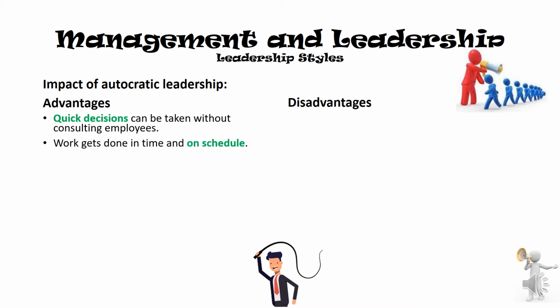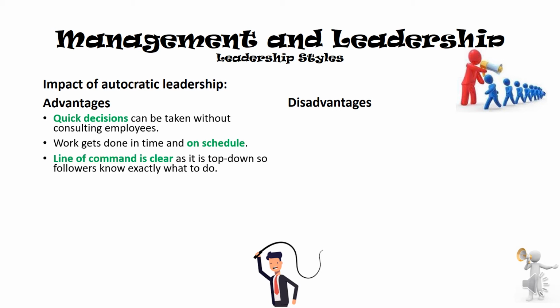Work is going to get done in time and on schedule because time is not wasted on consultation with everybody. The autocratic leader is just going to make a decision, he's going to delegate the tasks, and the work is going to get done in quick time, and everything will be completed on schedule.